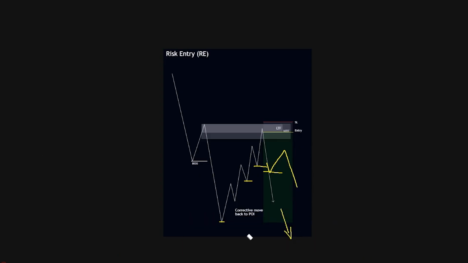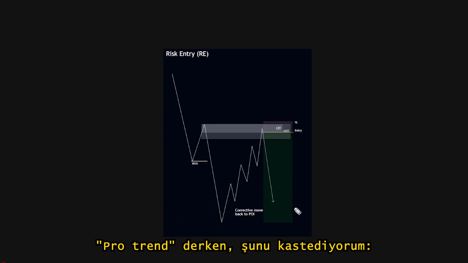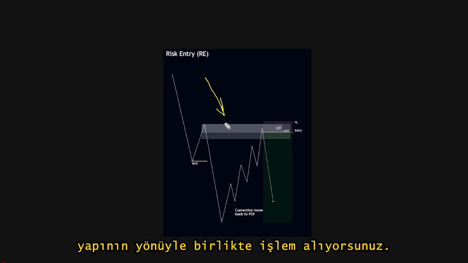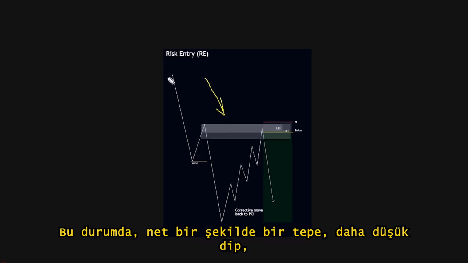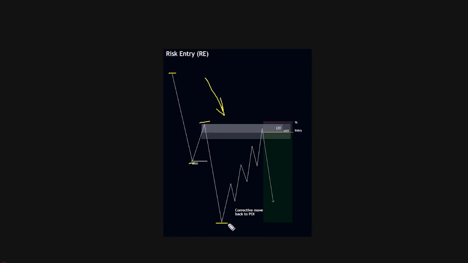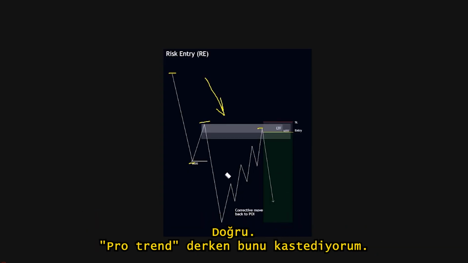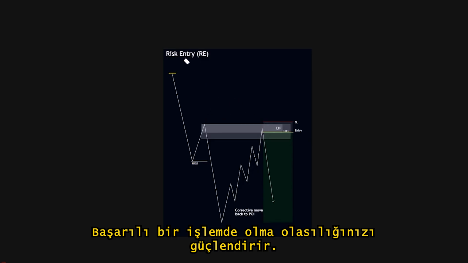However, ultimately you'd want price to come back towards this low and then even create an extension further down. Now, risk entries are best used when the point of interest and trade idea is pro trend. By pro trend, I just mean that you're taking a trade with the direction of the market, the direction of the structure. In this case, you can clearly see a high, lower low, lower high, lower low, and we're seeing here a potential lower high for continuation to create a lower low. So this is what I mean by pro trend. It strengthens the probability of you being in a successful trade.